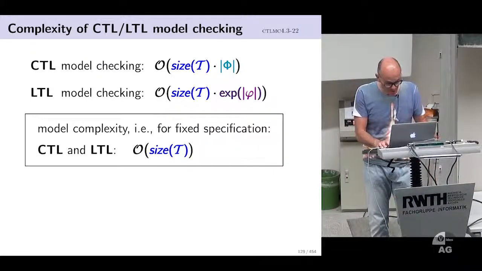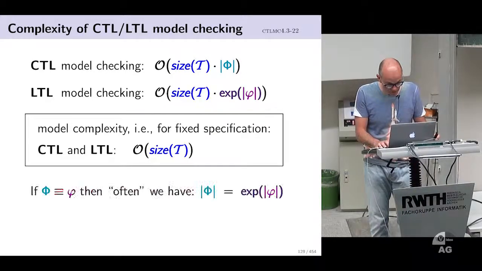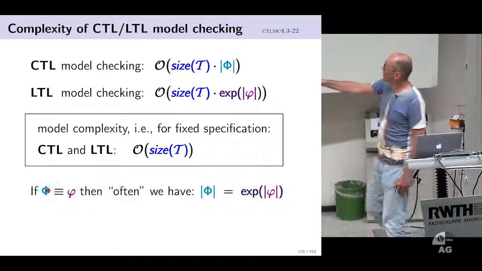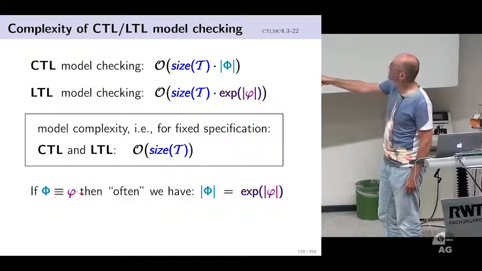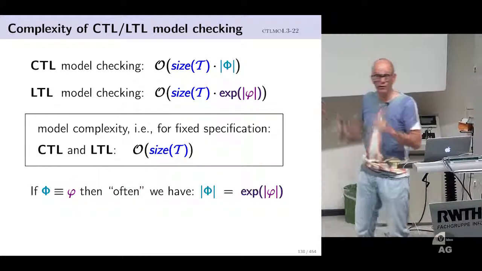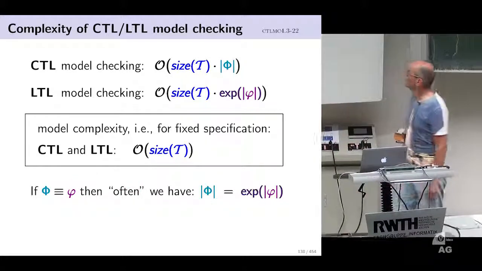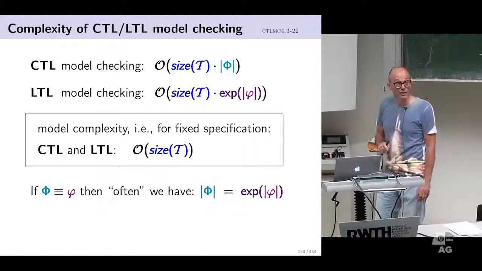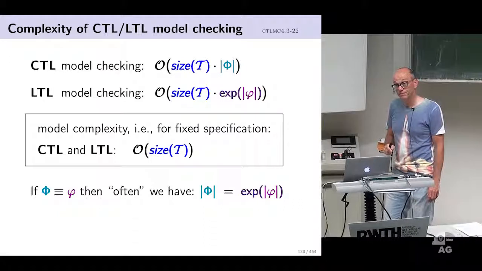For a fixed specification, of course, they are both the same. But the point is that if the CTL formula phi is equivalent to the LTL formula phi, then often, not always, there are many cases where the size of the CTL formula is exponential in the size of the LTL formula.